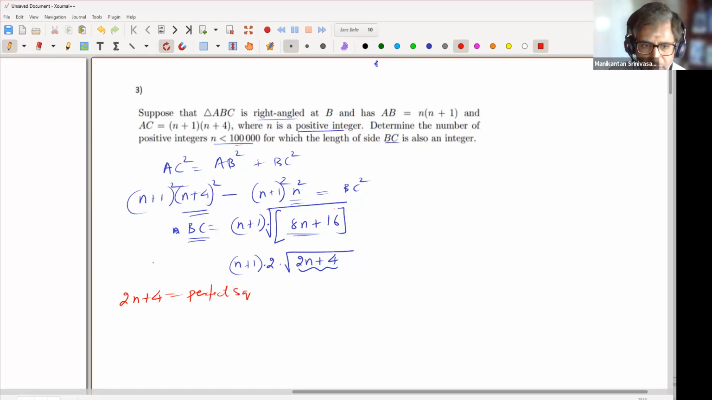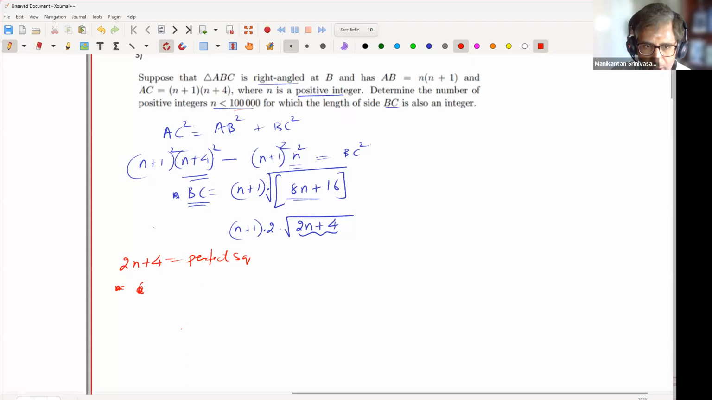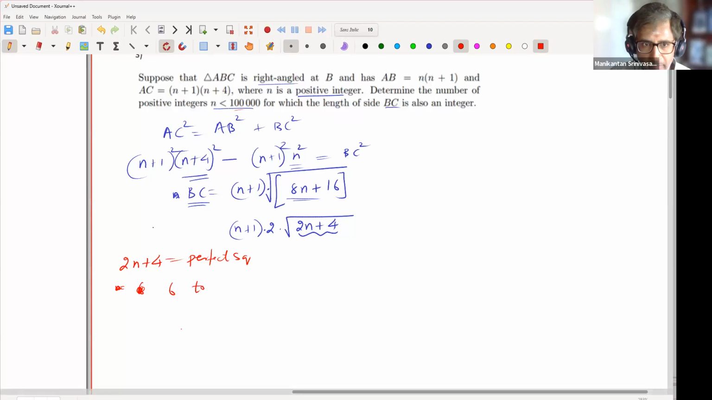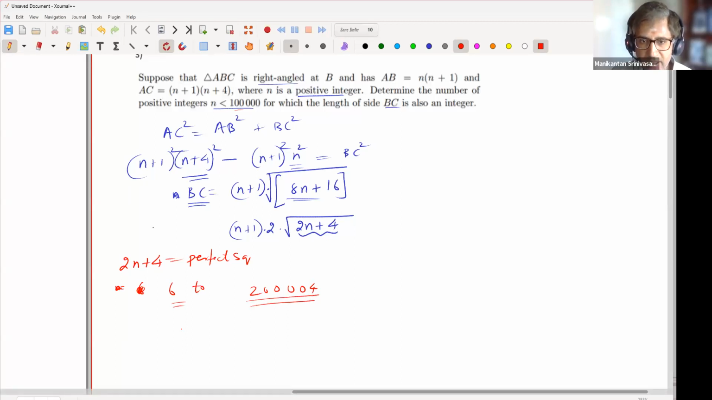So n can start with 1. So for example, n can be 1, 2, and so on. Sorry, 2n plus 4 should be a perfect square, right? So what is the first one? Starting from n equal to 1, 2n plus 4 is 6, right? So 6 to 200,004. We are searching for perfect squares in this range.